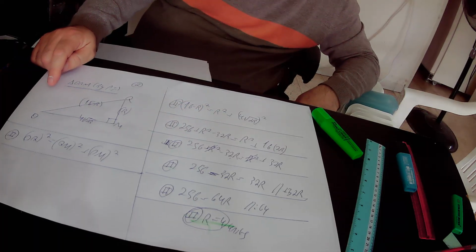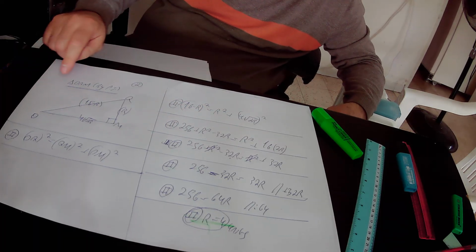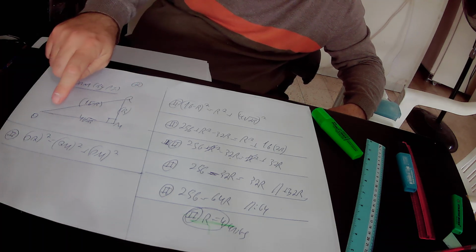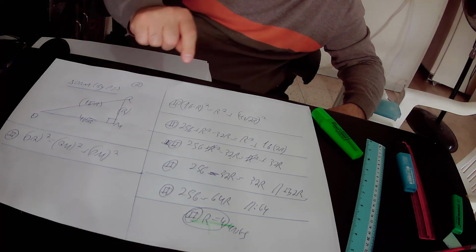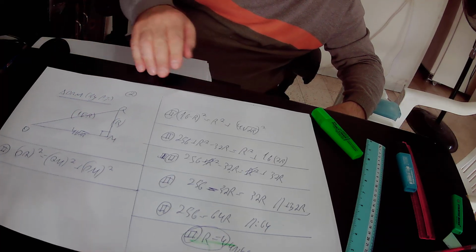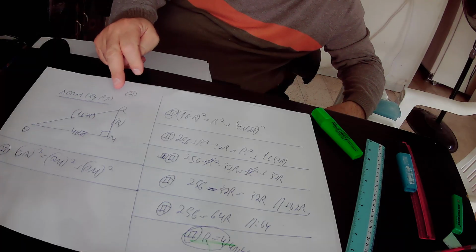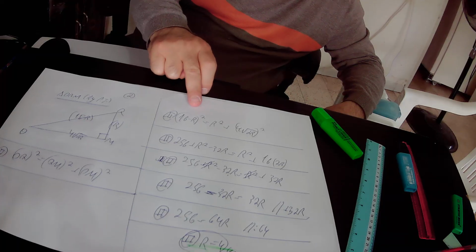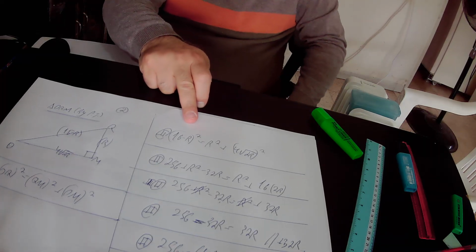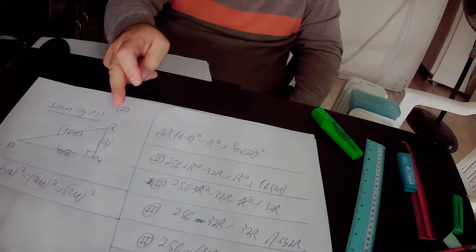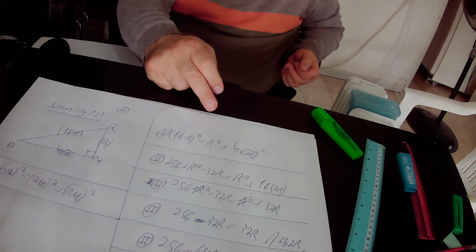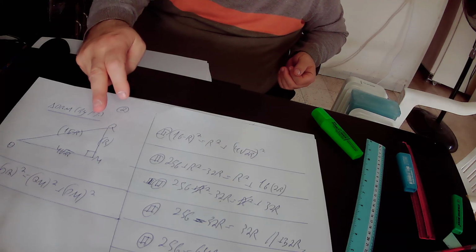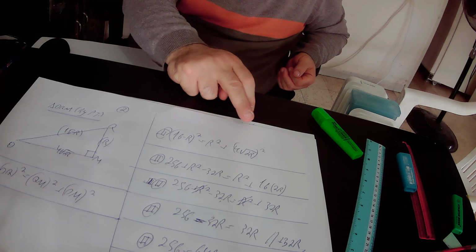According to the Pythagoras theorem, in this right triangle OQM, OQ square equals QM square plus OM square. OQ, the hypotenuse, equals 16 minus R, therefore OQ square is (16 minus R) square. It is equal to QM square, and QM is R, therefore QM square is R square, plus OM square. OM is 4 times the square root of 2R, therefore OM square is (4 times the square root of 2R) square.